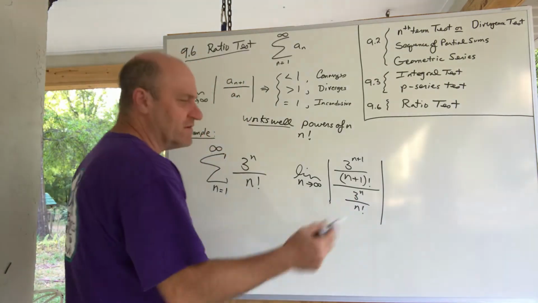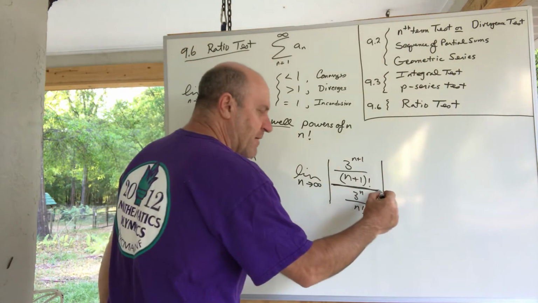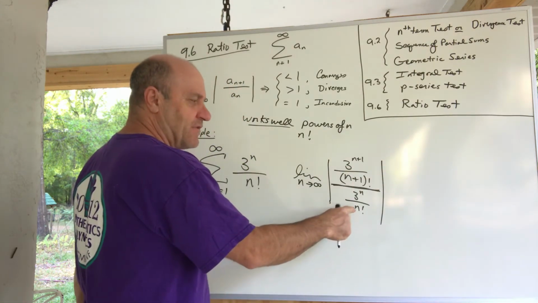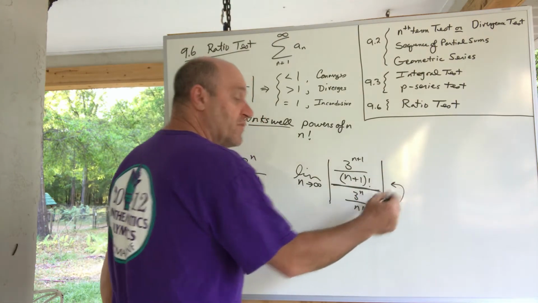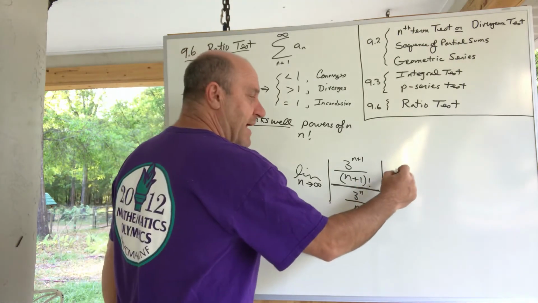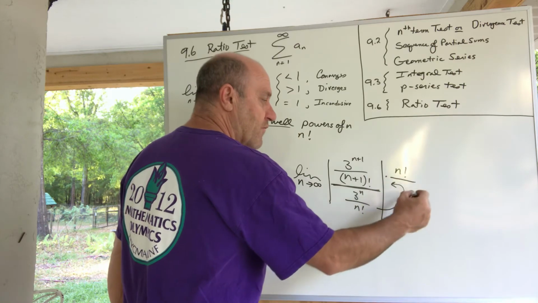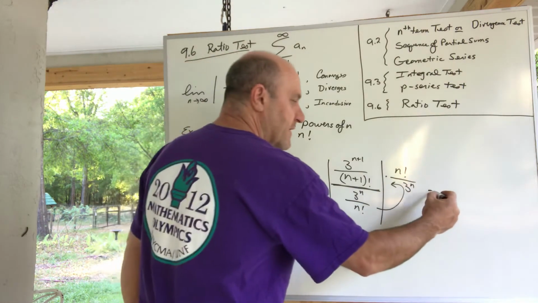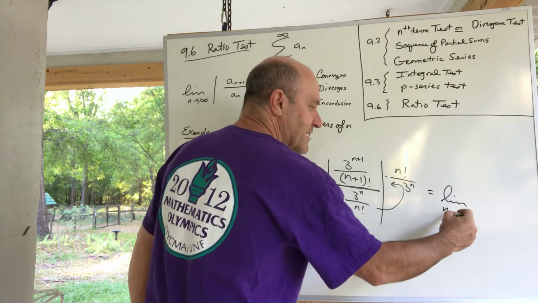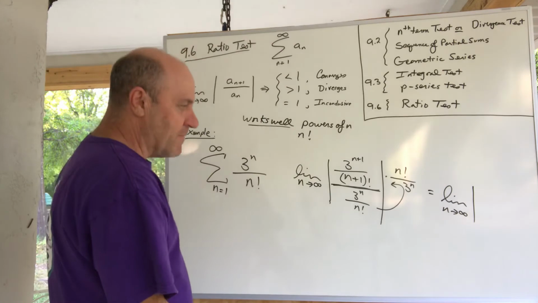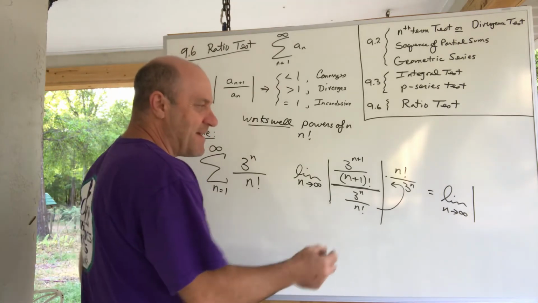Of course, almost immediately, and in future problems I tend to just do this automatically. Instead of dividing by this nth term, I want to flip this up. I want to multiply by the reciprocal of the nth term. So I end up multiplying by n factorial over 3 to the n. Okay, that's the limit as n goes to infinity. So maybe you can tell what's going to happen here.